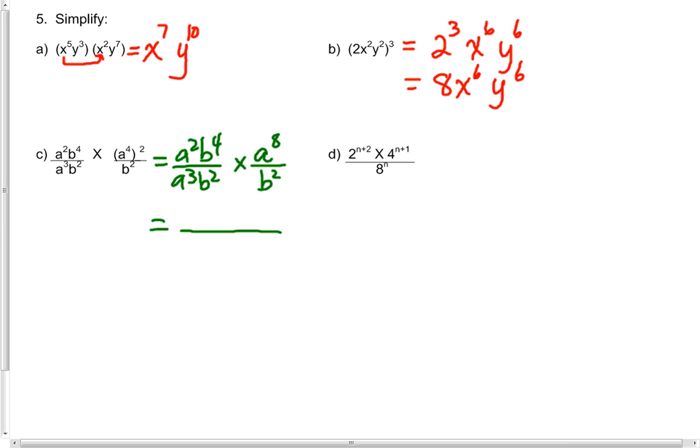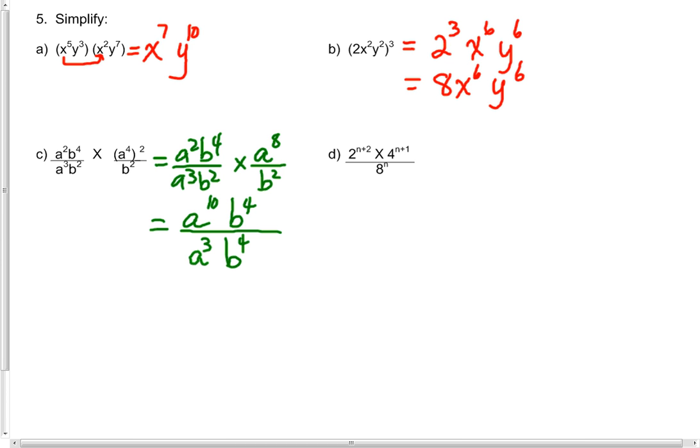So I have a squared b to the 4th times a to the 8th. I have a's that have a common base. My rule for multiplication is add the exponents. I don't have any other b's, so I have b to the 4th. On the bottom, I have a cubed. Then I have b squared times b squared with same base. So I have b to the 4th because I add the exponents.